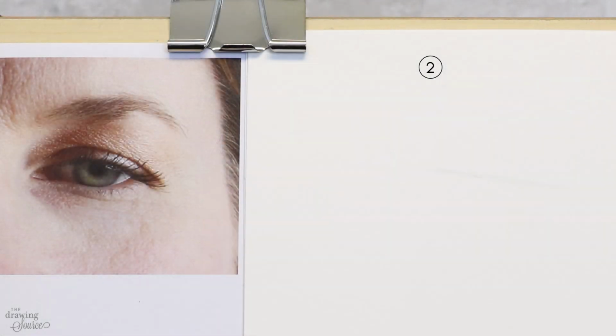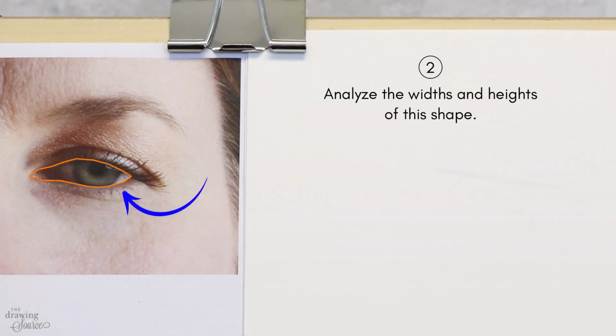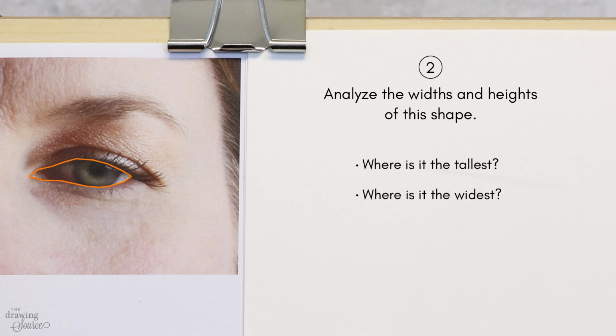Step 2 is to analyze the widths and heights of this shape. Where is it the tallest? Where is it the widest? An easy way to determine this is to imagine this shape fitting perfectly into a rectangle, where the rectangle touches the highest point, the lowest point, the rightmost point, and the leftmost point of the shape. Now we have 4 boundaries or high points of this shape, as well as the overall height and width.